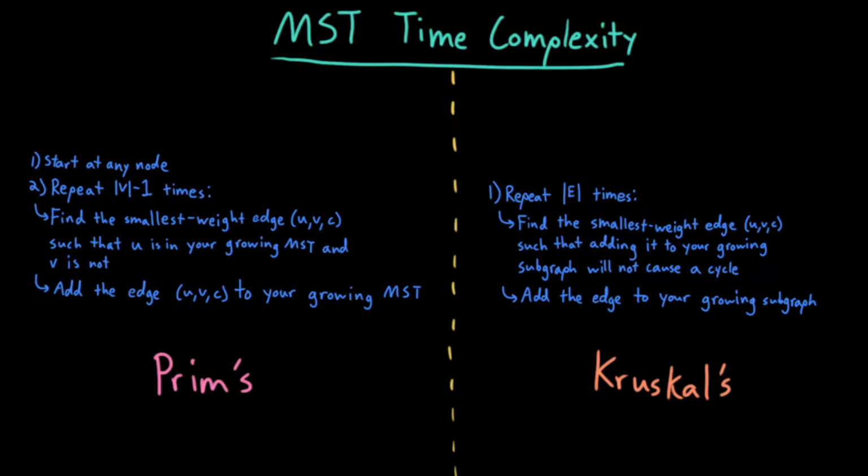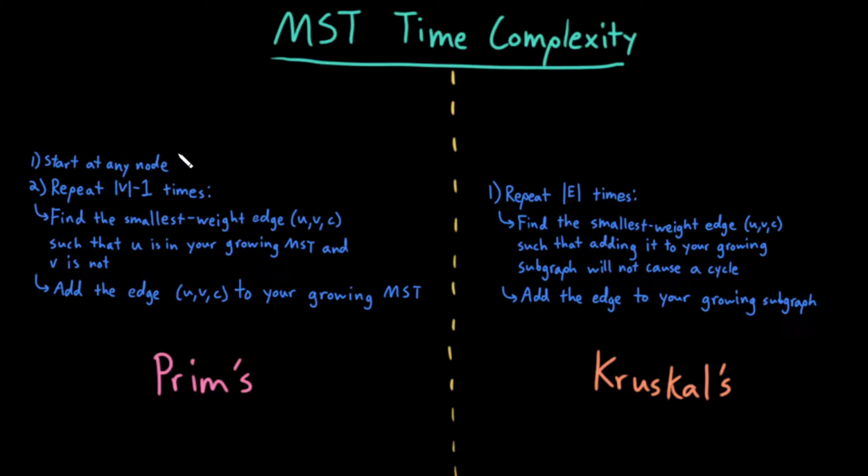Let's talk about the worst case time complexity to construct a minimum spanning tree. Here I've reproduced the Prim's algorithm and Kruskal's algorithm pseudocode, two different algorithms for finding a minimum spanning tree in a graph.